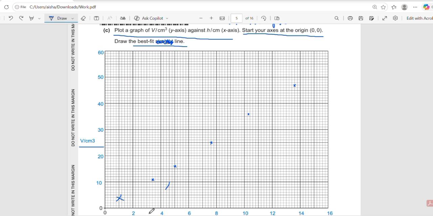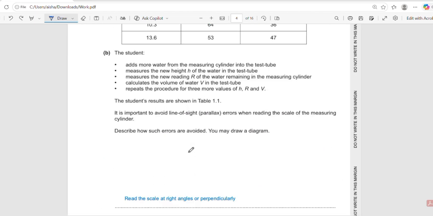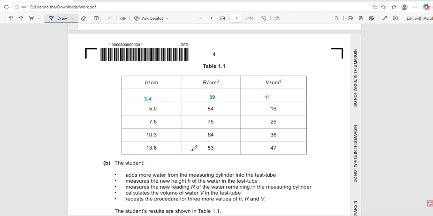In the best fit curve line, you usually have to do all the points, but if you don't, then it's also fine. But in the best fit straight line, you need to get at least 2 points. So in this case, I have plotted the graph. Also, it's really important you choose a suitable scale.